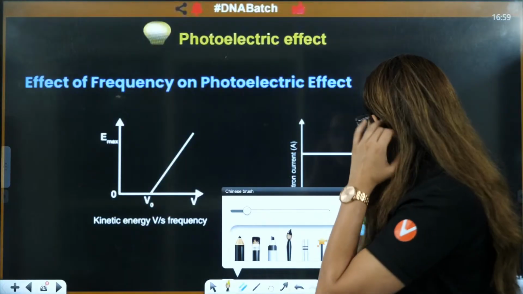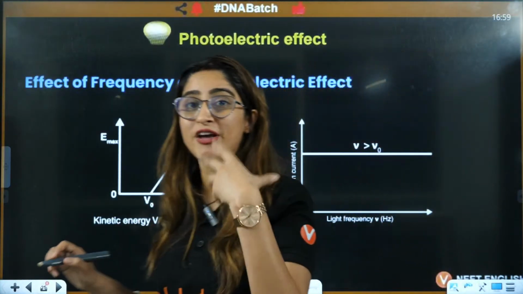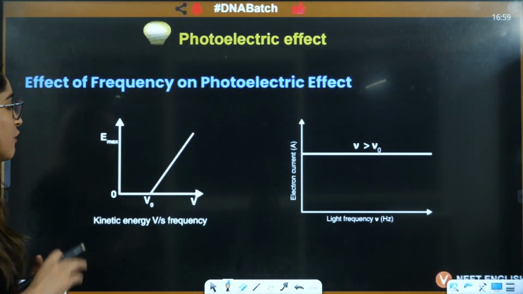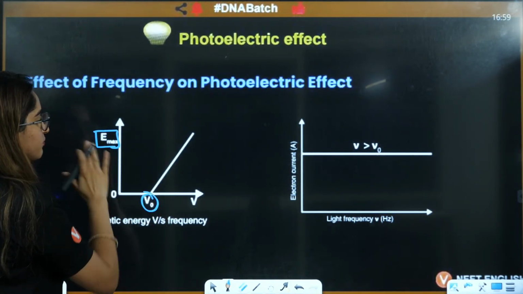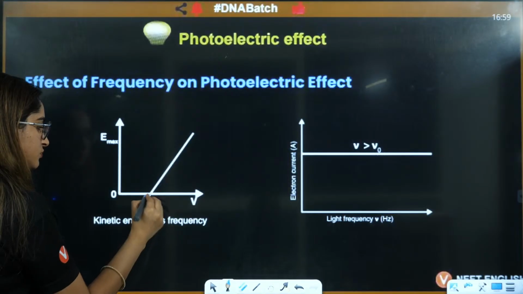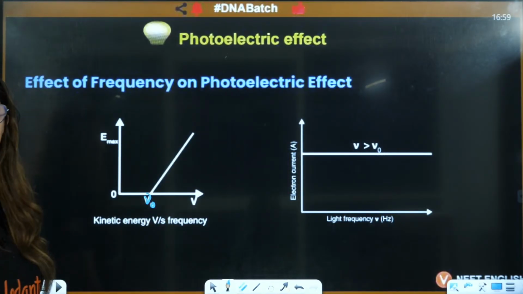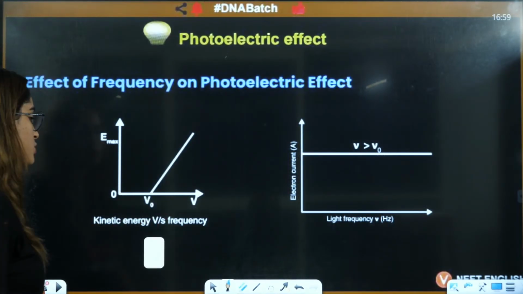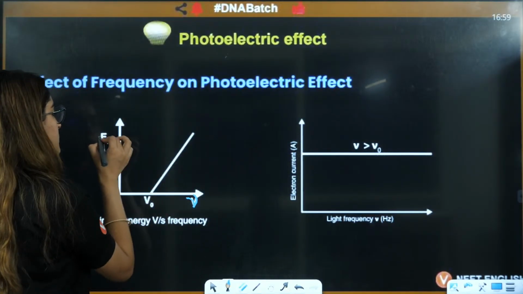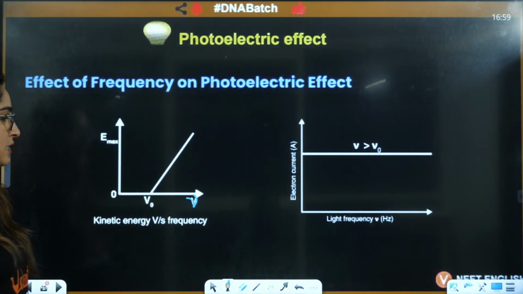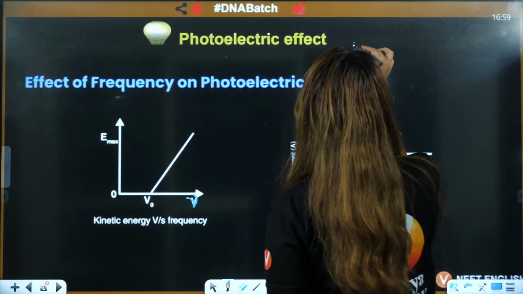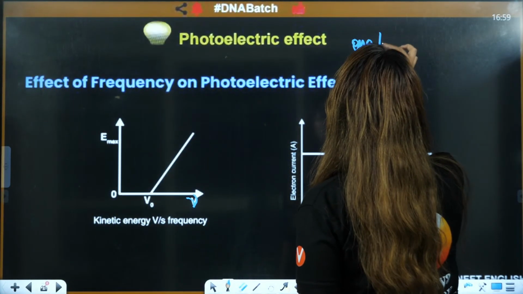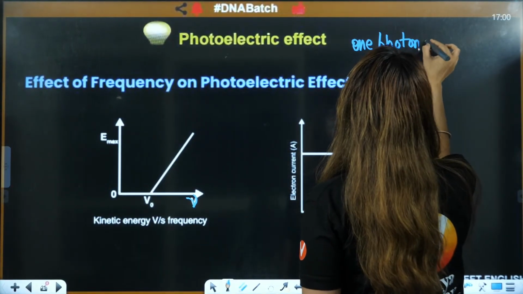Now let us see how variation will happen, right? First variation is energy with mu naught. With mu naught, that is the frequency, right? So this is the frequency, this is the energy. Now students, one thing you should understand here, that one photon can take out only one electron.